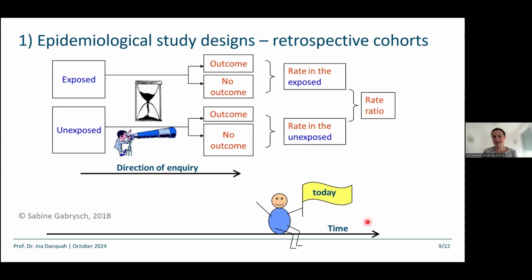The only difference here is that we will already have information about the exposure in the past and how these individuals developed the outcome or did not develop the outcome. So it's just the time point of observation which is different, but is not the sequence of exposure and outcome. So that is important to keep in mind. That's why retrospective cohort studies are quite often studies that rely on routinely collected data, such as hospital records, for instance.